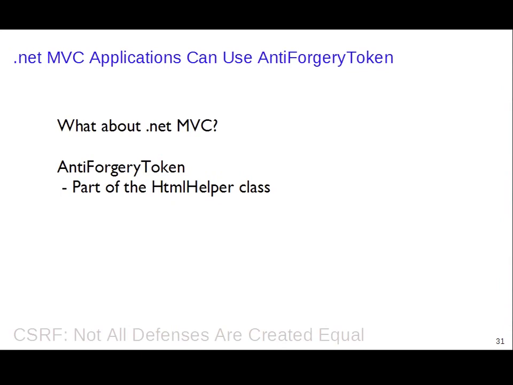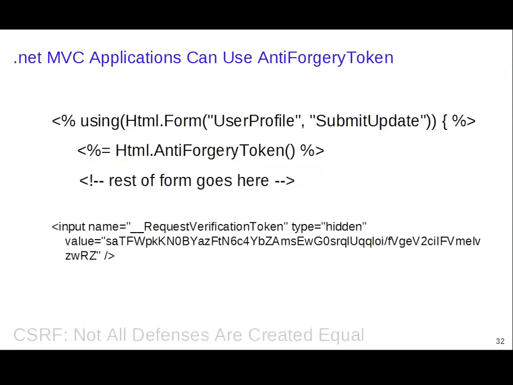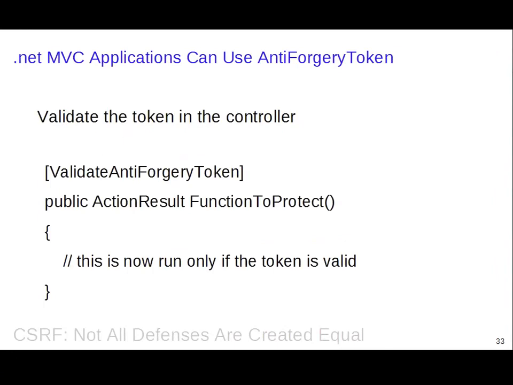There's something called the anti-forgery token. It's part of the HTML helper class, and you call it just like this. You're creating a form, and as the first thing in the form, you put in HTML.AntiForgeryToken, and it does everything for you. It generates a hidden variable called request verification token, sticks it in the form, and generates a random value. And again, you check it on the server side.